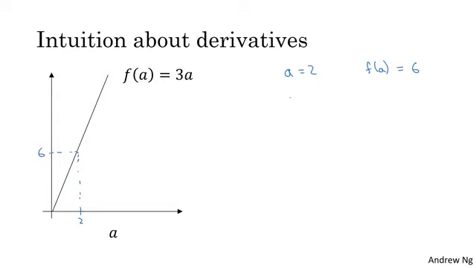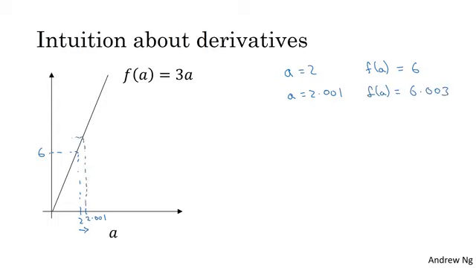Let's say we give the value of a just a little bit of a nudge. I'm going to bump it up a little bit so that it's now 2.001, right? So I'm giving a a tiny little nudge to the right. So now it's, let's say, 2.001. And this plot isn't to scale. The 0.001 difference is too small to show in this plot. Just a little nudge to the right. Now, f of a is equal to 3 times that, so 6.003.